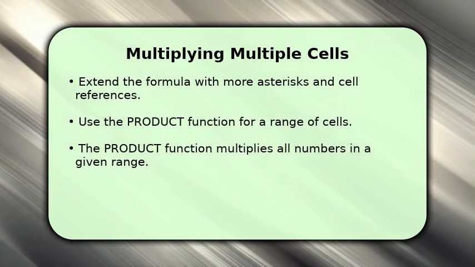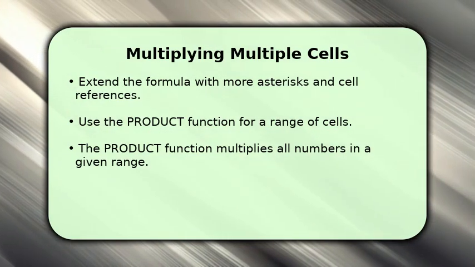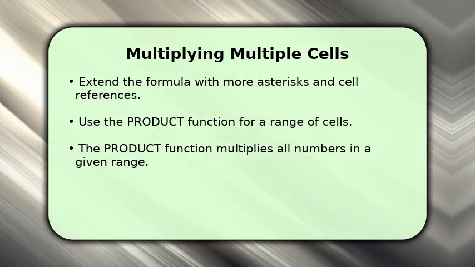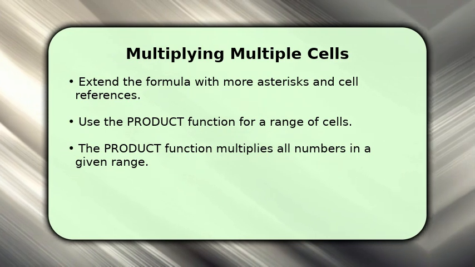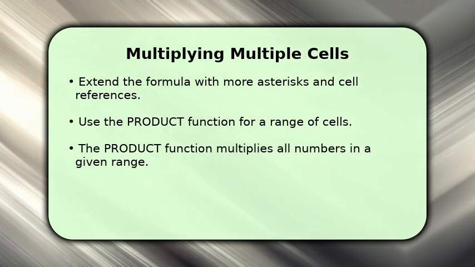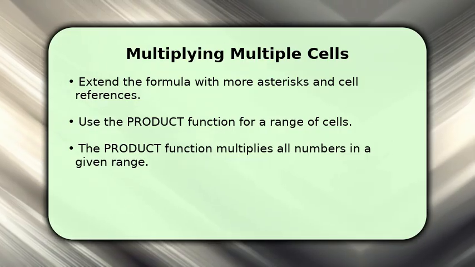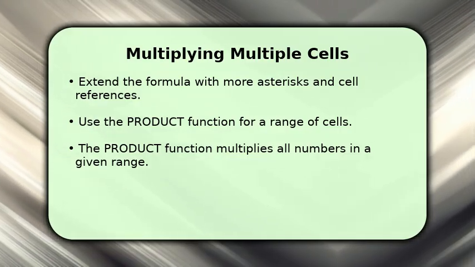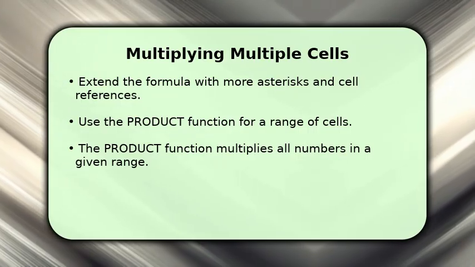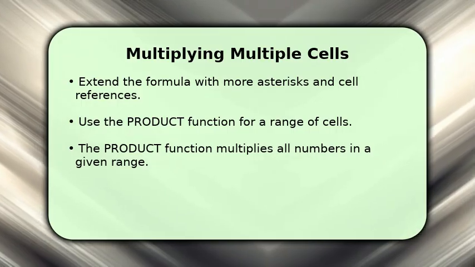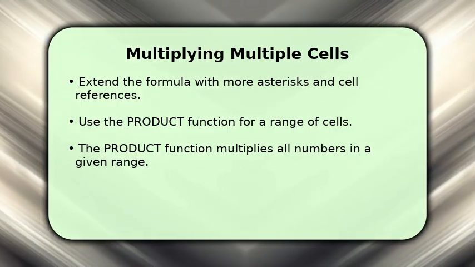When you need to multiply more than two cells, you can simply extend your formula. After the second cell reference, just add another asterisk and click the next cell, and so on. For multiplying an entire range of cells, the product function is incredibly useful. Type equals product, then open a parenthesis, select your desired range, and close the parenthesis. This function will multiply all numbers within that specified range, saving you time and effort.